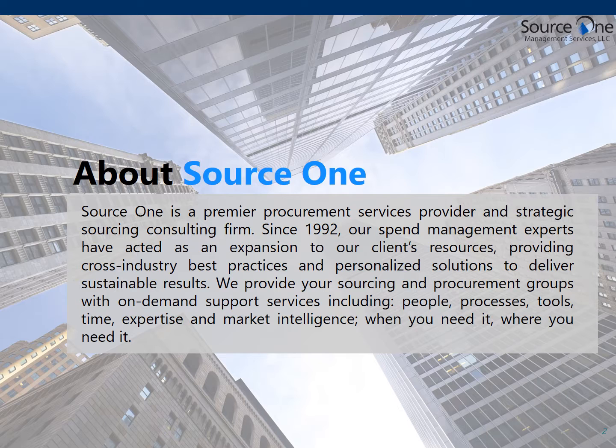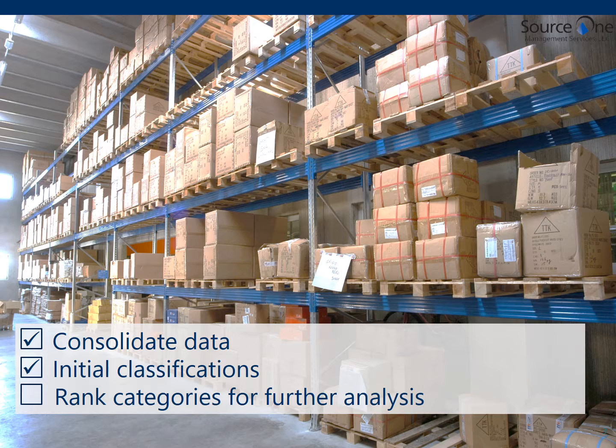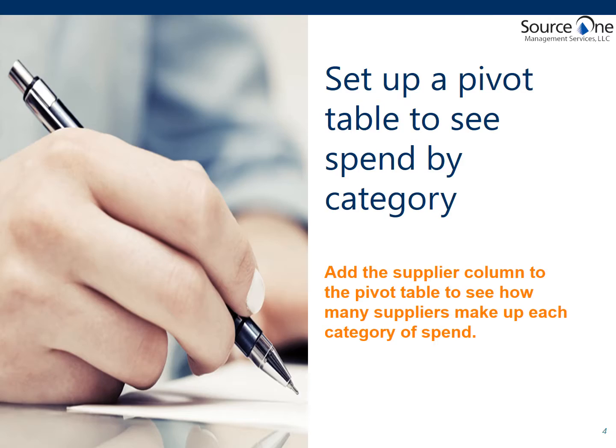We're nearing the end of the spend analysis process. In this fifth installment of the Spend Analysis series, we're taking a look at how to rank spend categories for further evaluation. Now that you have your initial classification under wraps, let's start ranking categories for further analysis. Here's how. Run a pivot table that shows spend by category, then sort the data by spend from highest to lowest. You can see which categories contain the highest spend and therefore have the greatest impact on the organization by doing this. Now add the supplier column to the pivot table. You can now see how many suppliers make up each category of spend.